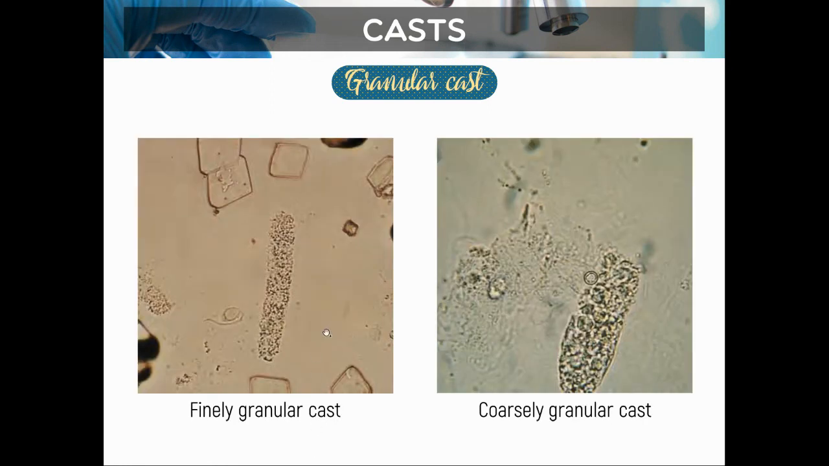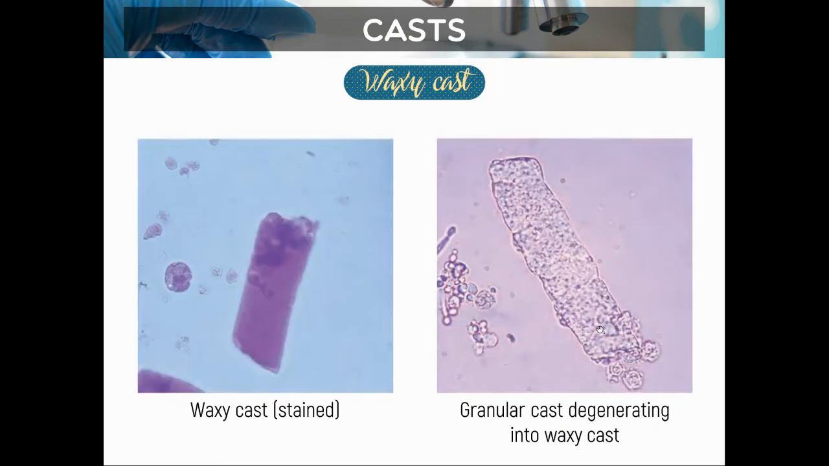Also here are our pictures of our finely and coarsely granular cast. So again, there is no difference except in the size and shape of the granules. Here the granules are small, while here the granules are coarse or large. That is why by the book, you do not need to differentiate, but in some institutions or laboratories, you need to identify what type of granular cast it is. So again, we have fine granules inside the cast and coarse granules inside the cast.